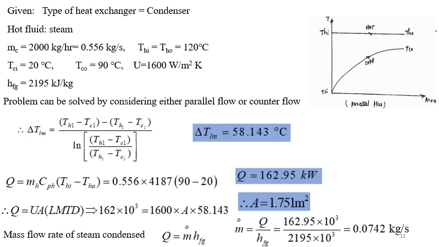I hope all of you understood this very simple problem, and only one thing you should remember for condenser: in a condenser, the latent heat of steam or hot fluid is given to the cold fluid, and in an evaporator the latent heat is absorbed. Okay, so for evaporator, THI is not equal but TCI is equal to TC naught, but in condenser THI is equal to TH naught. That is the difference between evaporator and condenser.